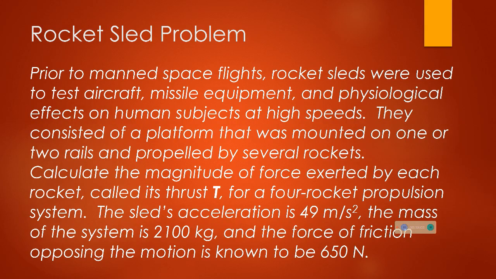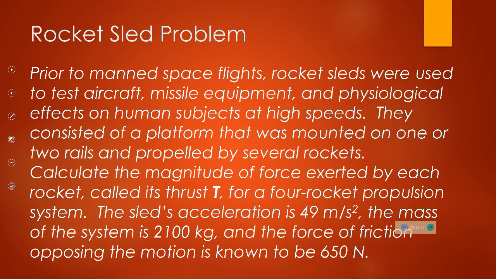They consist of a platform that's mounted to 2 rails, usually railings, and propelled by several rockets. Almost always it comes in 4s, just to even out the balance in the X and the Y. But have you seen a rocket sled? Do you know what I mean when I say rocket sled?